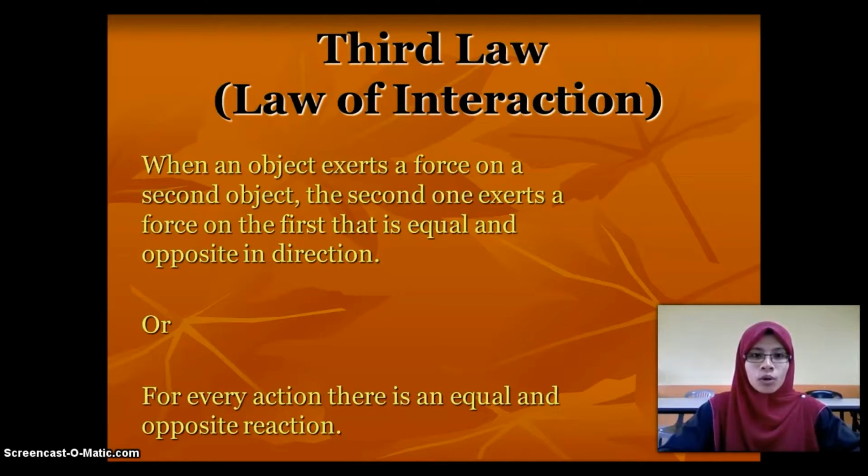The third law states that when an object exerts a force on a second object, the second one exerts a force on the first that is equal and opposite in direction. Or we can say that for every action, there is an equal and opposite reaction.